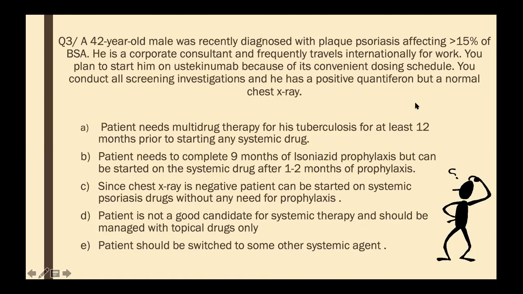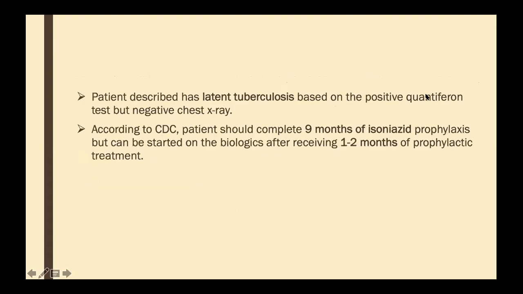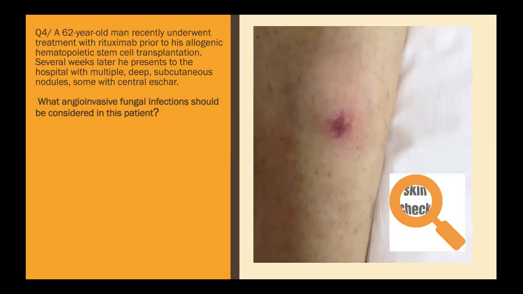Yes, exactly. So the answer is B. The case we described is latent tuberculosis, with a positive QuantiFERON test but a negative chest X-ray. According to the CDC guideline, the patient has to complete 9 months of isoniazid, and you can still start the patient on the systemic biological treatment 1 to 2 months after starting prophylactic treatment. Well done to the people who answered.